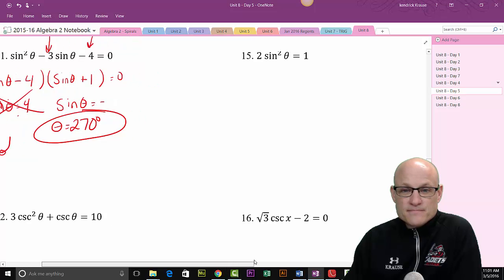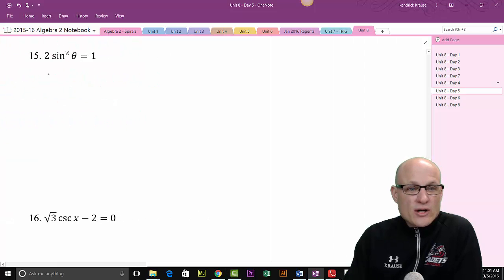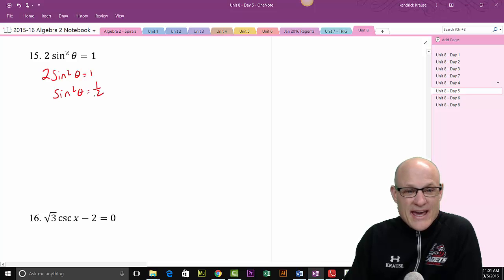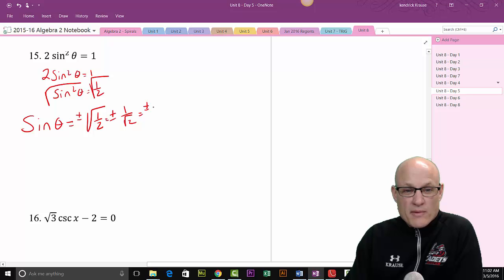15. So I'm going to say, okay, 2 sine squared theta equals 1. Oh, sine squared theta equals 1/2. Take the square root. When you take the square root, you've got to put a plus or minus. So sine of theta is equal to plus or minus the square root of 1/2, which is really plus or minus 1 over the square root of 2, which is really equal to plus or minus the square root of 2 over 2.